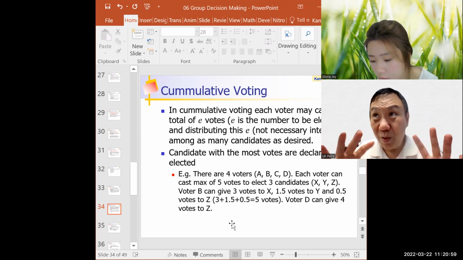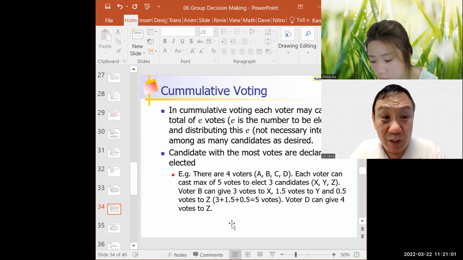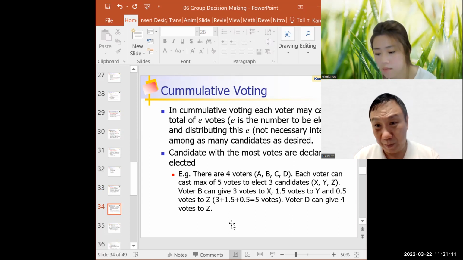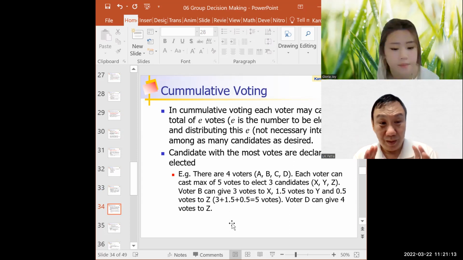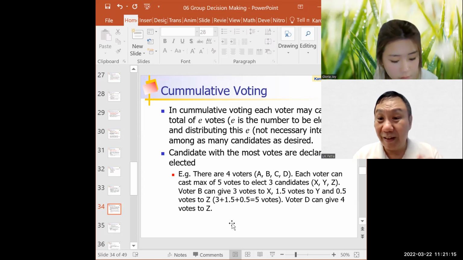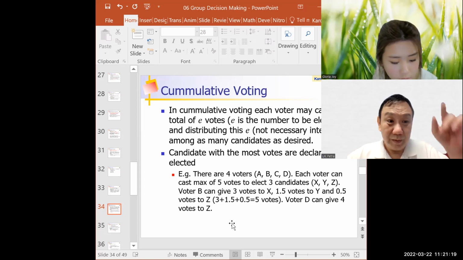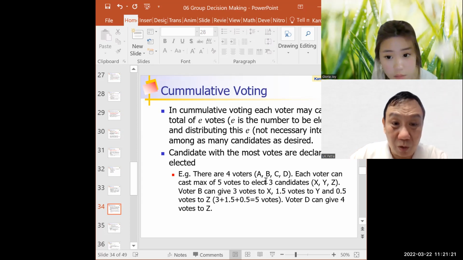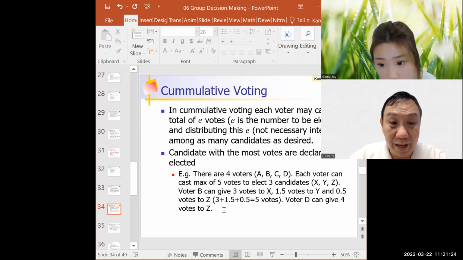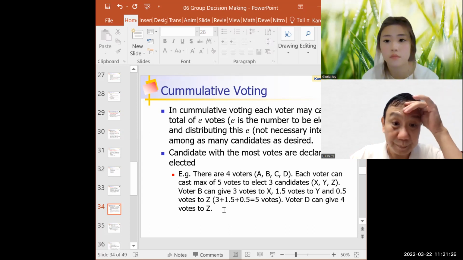Why do you learn this? Suppose you are in a company, you can create this cumulative voting, isn't it? As a member of the board, you can create this, and then you know how to win based on this cumulative voting. So it's up to you to create the technique of aggregation. The candidate with the most votes is declared the winner. So I will give an example.